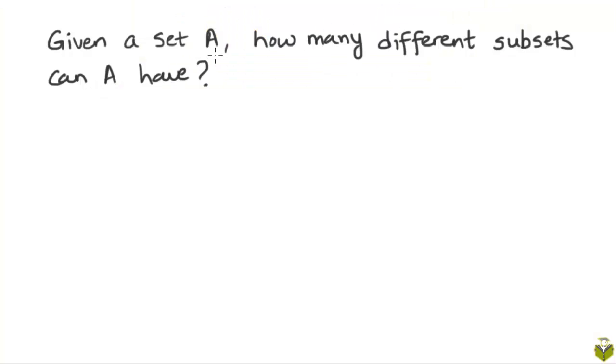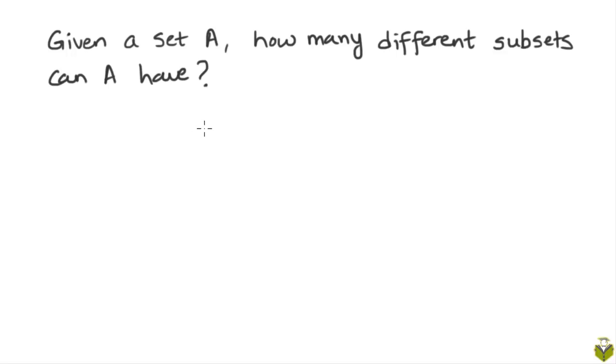Given an arbitrary set A, how many different subsets can be formed out of A? You might suspect that the answer to this question will depend on the number of elements in the set A. So let's try a few simple toy examples to see if we can get a general pattern.